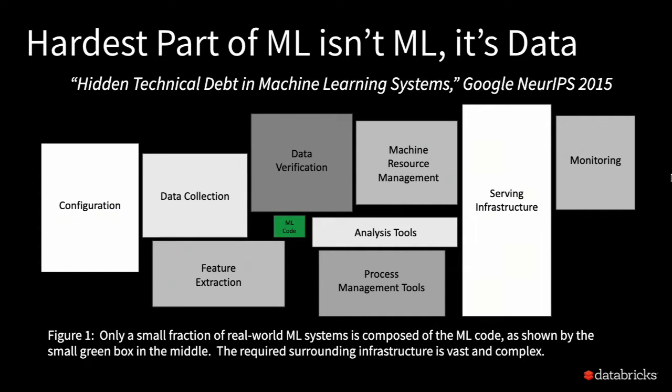So this diagram is actually from a 2015 paper from Google at NeurIPS, which is one of the foremost conferences for deep learning. Their whole point was that even to get a basic logistic regression model into production for some of their web search, the ML code actually comprised a very small bit of the total architecture. You can see a very small little square in the center that's green. That was the ML code.